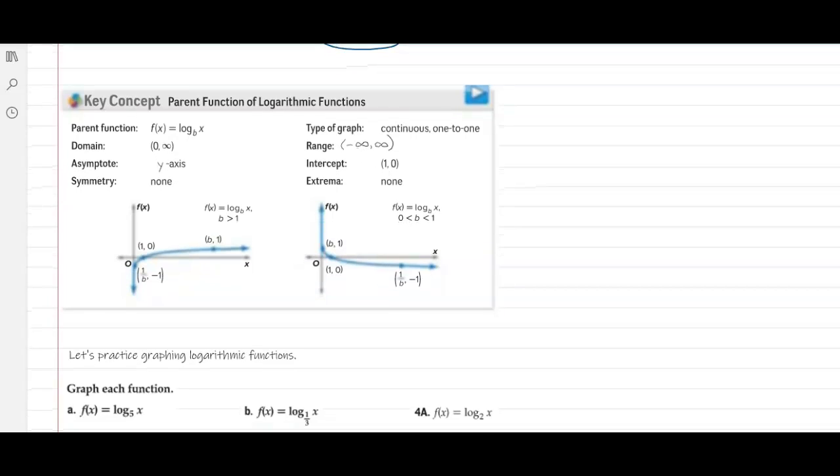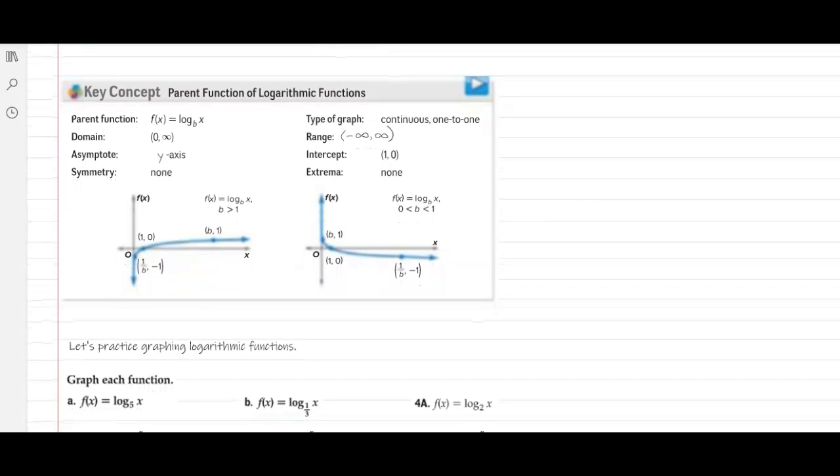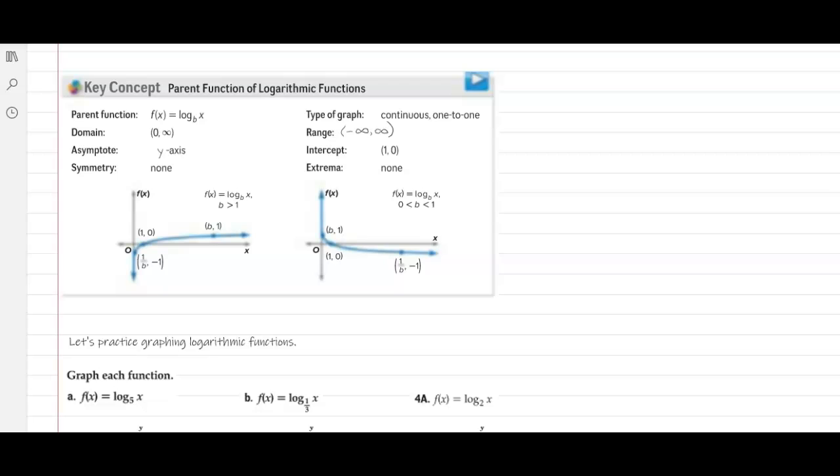Let's talk about the graphs of logarithms. A logarithmic function can be graphed just like we graphed exponential functions. They're going to look very similar. The domain of the parent function log base b of x is always going to be from 0 to infinity. We have an asymptote here at the y-axis. The range is from negative infinity to positive infinity for both functions, whether the base is greater than 1 or the base is a fraction.